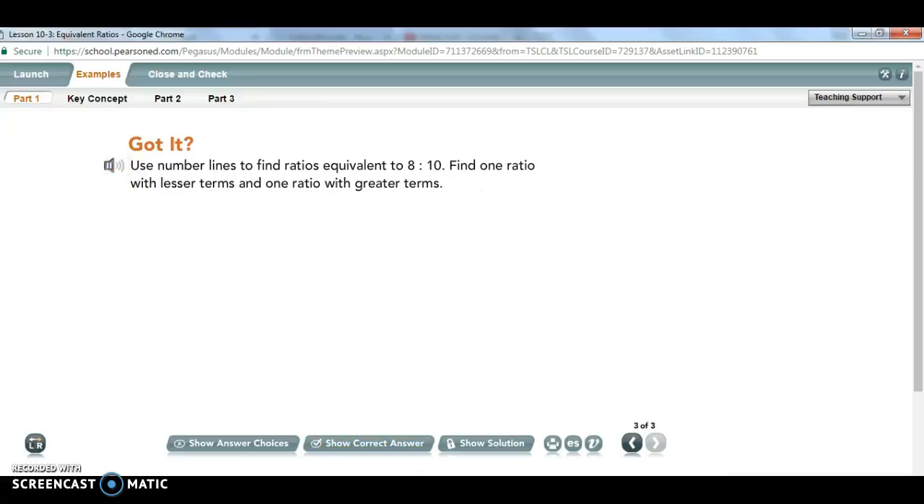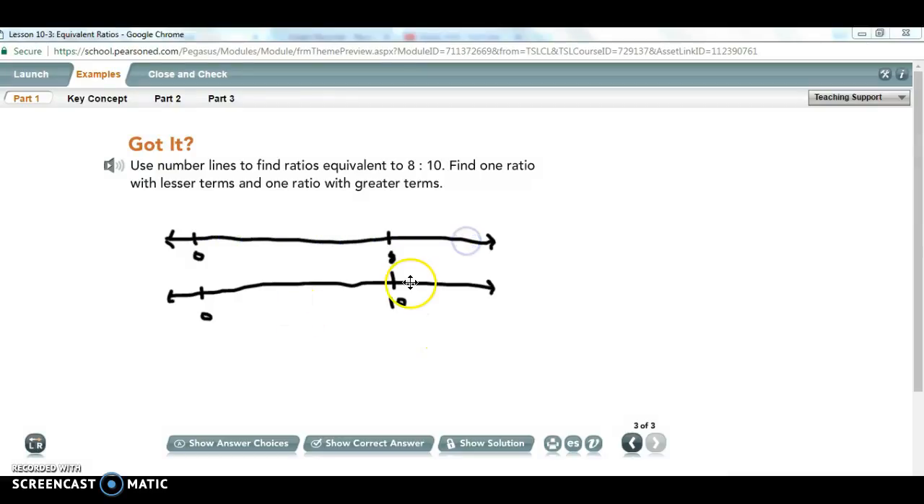Use number lines to find ratios equivalent to 8 to 10. Find 1 ratio with lesser terms and 1 ratio with greater terms. So what I want to do is try and draw in my number lines. This is not going to be a very good drawing since I'm using my mouse pad on my computer. And what I did was just go ahead, pause the video, draw it, and now I'm starting my video back up.